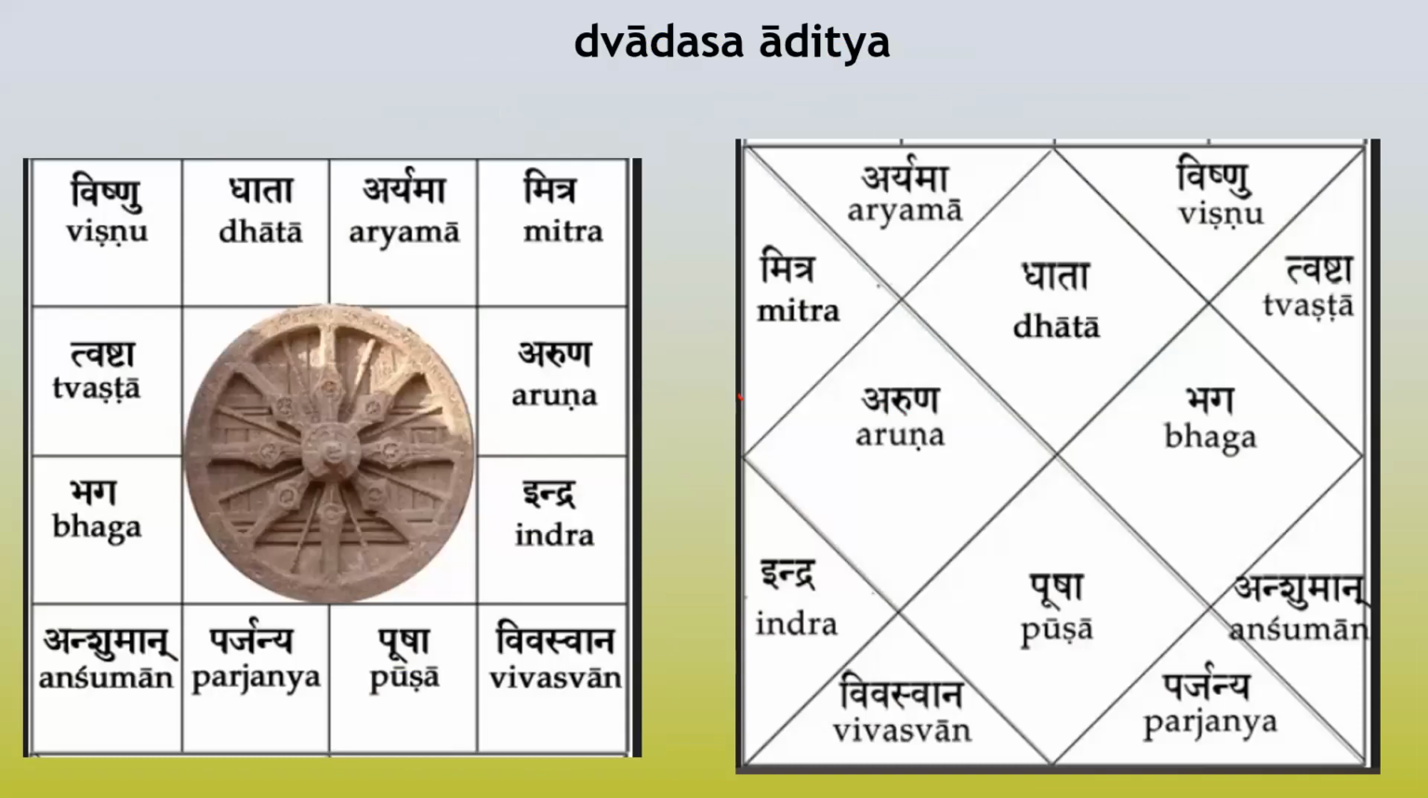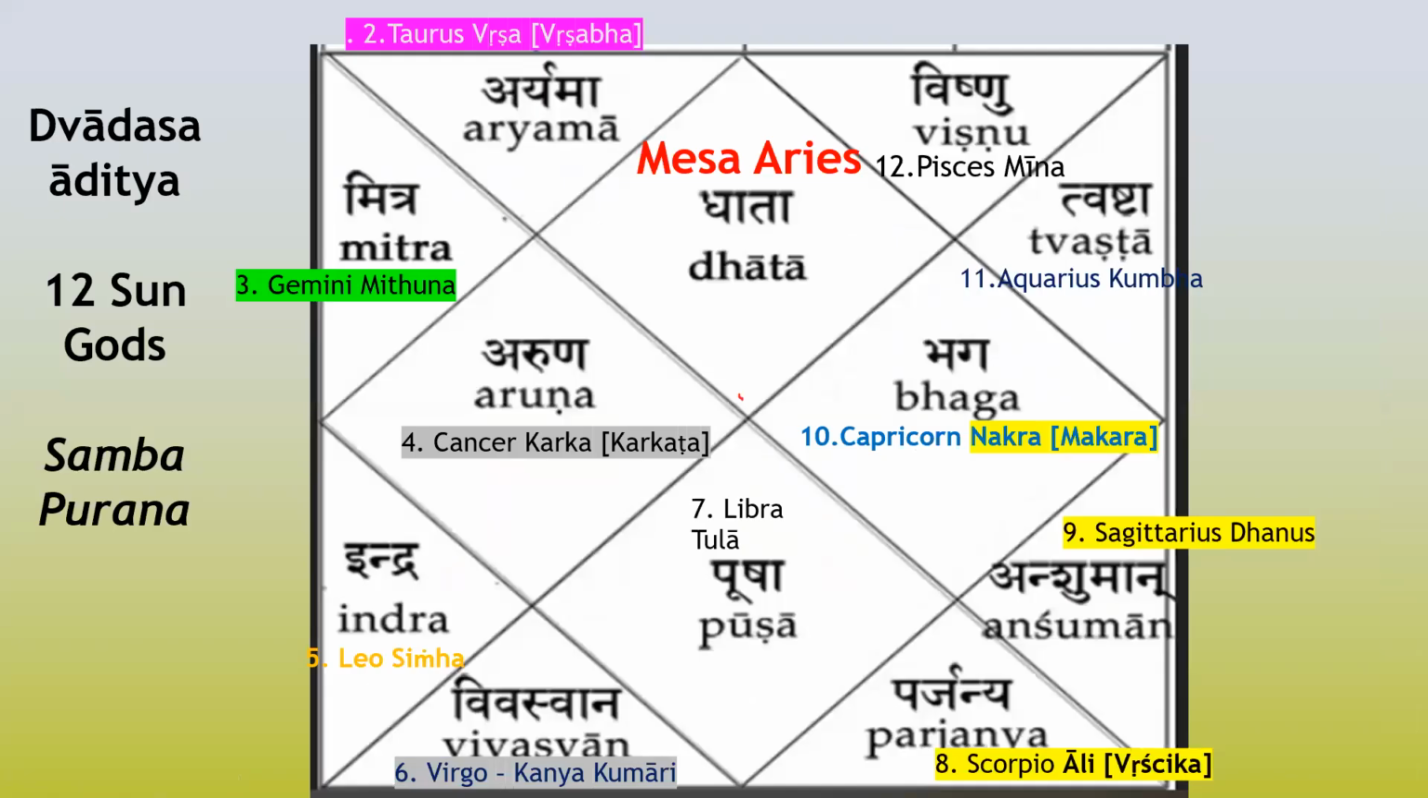Now these are the various Adityas. One is Dhata, it's the Surya Aditya. So each of these, I think it is best if you memorize the names, especially what yours is. That is extremely vital. Again, these are the different signs mapped to the different Adityas.